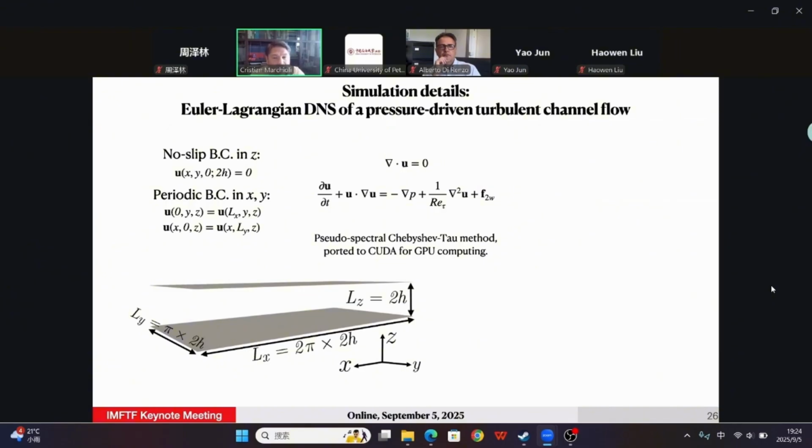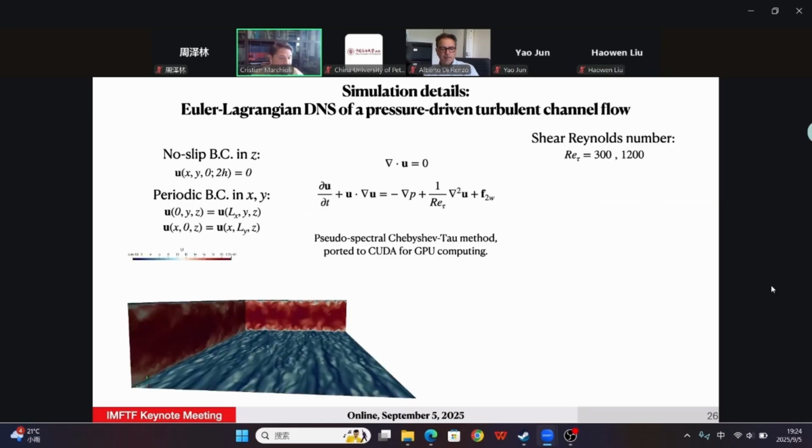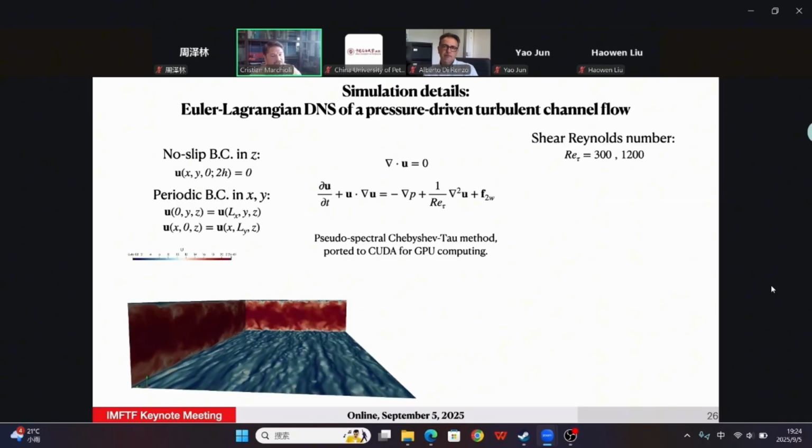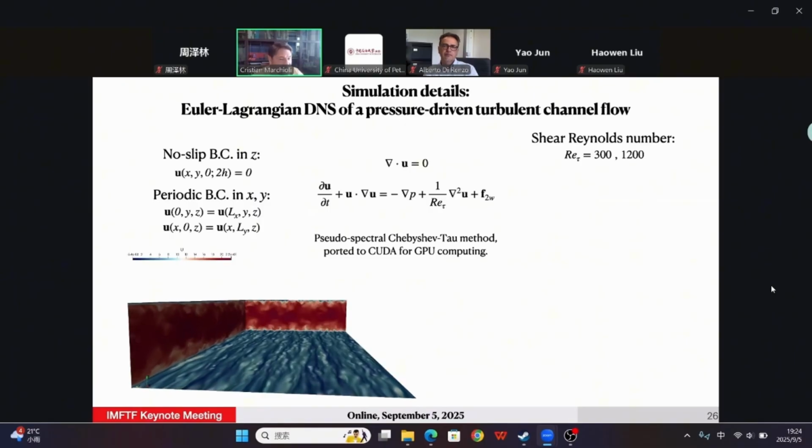Now, this part is more focused on the marine microplastics. So here I'm just telling you a little bit about the simulation details that we are using for studying this type of microplastics. I'm not going to spend a lot of time on this slide because it's basically standard direct numerical simulation approach to turbulence. We are simulating a turbulent channel flow. This is an example of the simulations. This is a representation of the fluid velocity field in the flow.